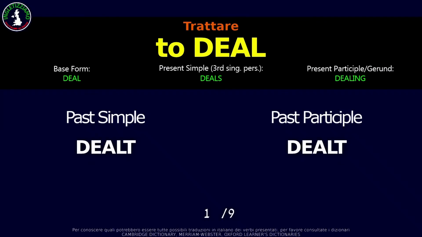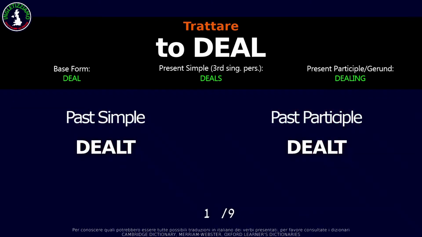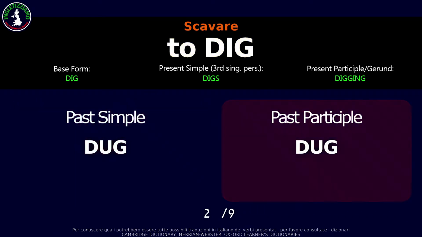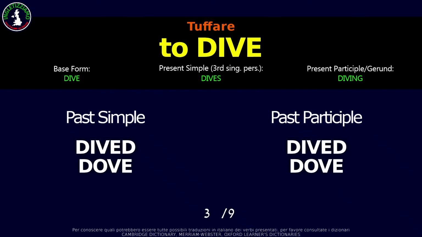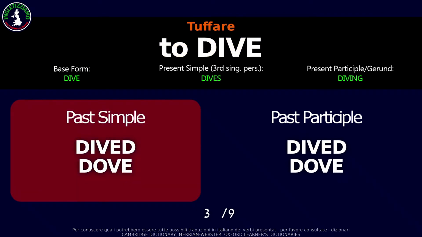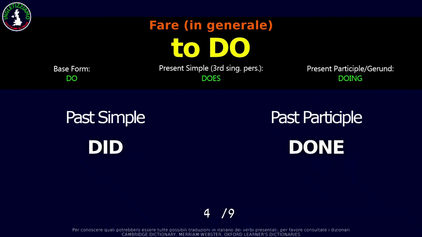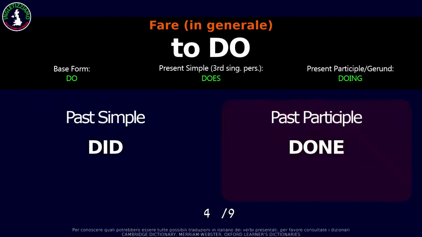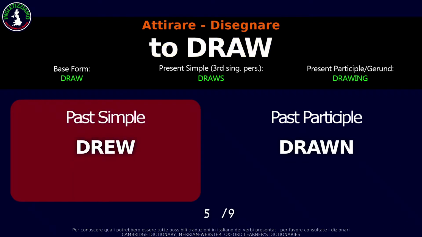Irregular verbs with the letter D. To deal, dealt, dealt. To dig, dug, dug. To dive, dived or dove, dived or dove. To do, did, done. To draw, drew, drawn.